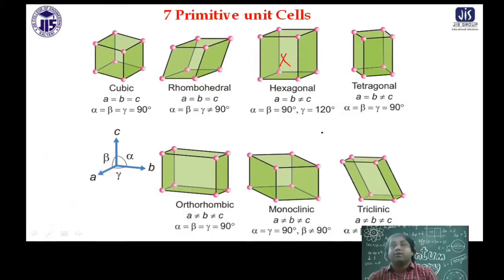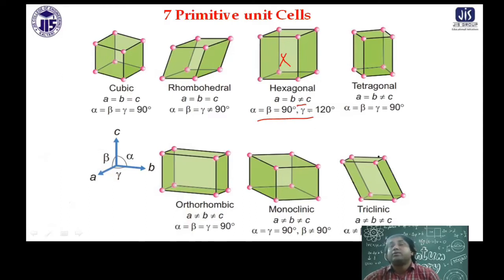Cubic means a, b, c are equal, and alpha, beta, gamma are equal to 90 degrees. Rhombohedral means alpha, beta, gamma are not equal to 90 degrees, still a, b, c are equal. Hexagonal means a equal to b not equal to c. That is okay, these things are right. This statement is right: alpha and beta equal to 90 degrees, gamma equal to 120 degrees.